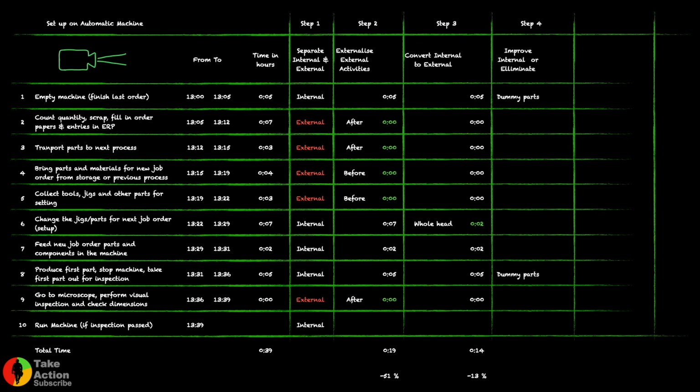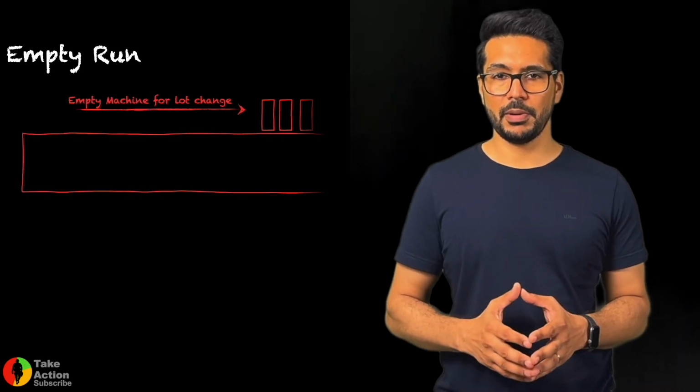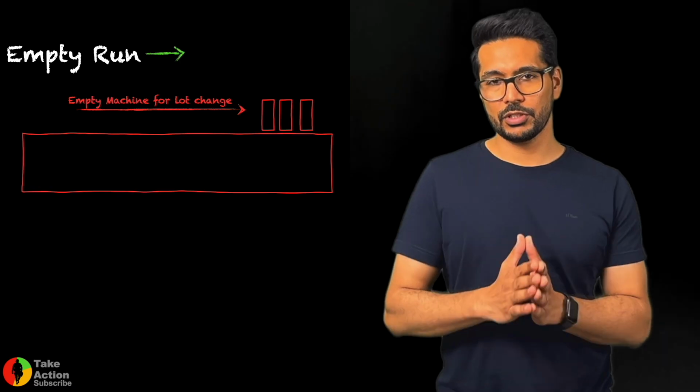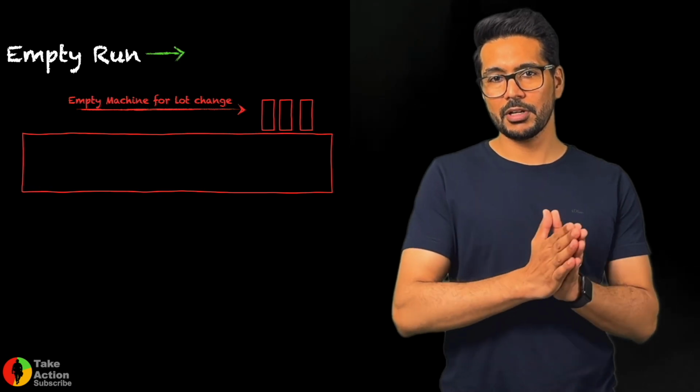The step number 4 is to improve the internal activities or eliminate them. So in our example, activity number 1 is to make the machine empty, and activity number 9 is then again to fill the machine. This is a very common practice: when a job order is finished, we empty the whole machine, and that takes some time depending upon how long the line or the machine is. And after that, when we start the new job order, the same time is required.